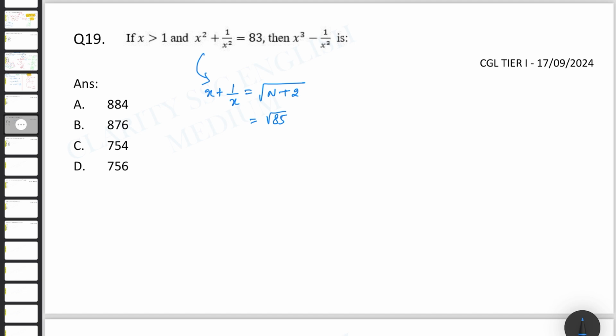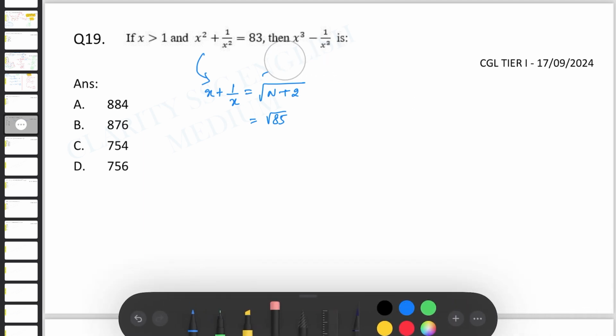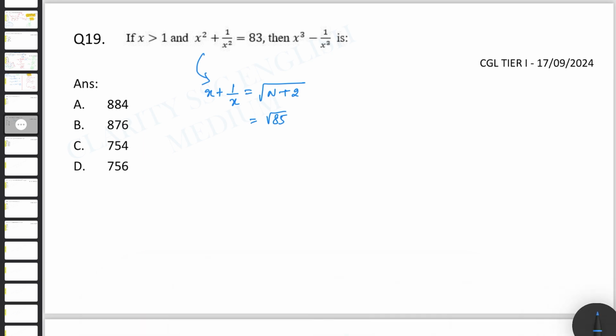So we can find x minus 1 by x, or x cubed plus 1 by x cubed. I have already discussed the two portions, and in these two portions we can solve the question. Let me tell you how to solve this question in two ways. This one, first find x minus 1 by x.